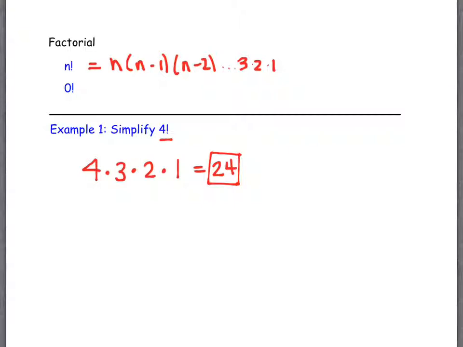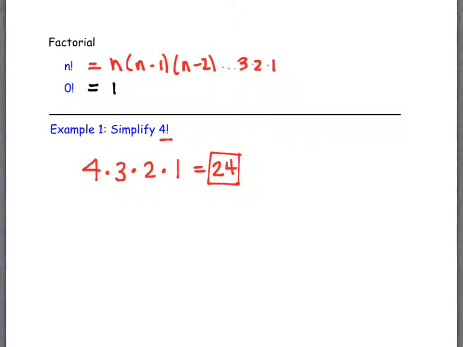Well, because it's a necessity, we do have a definition for what 0 factorial would be, and 0 factorial is just the number 1. Okay, it's a definition. I don't have to prove it or anything like that. It's just defined to be that way. So you see 0 factorial and you recognize that that's the number 1.